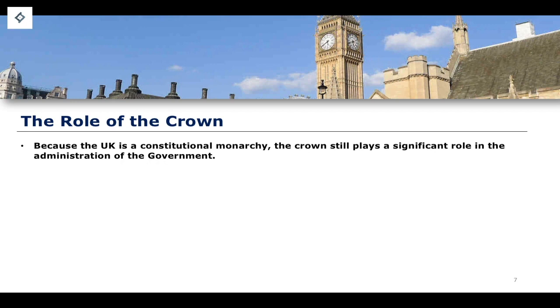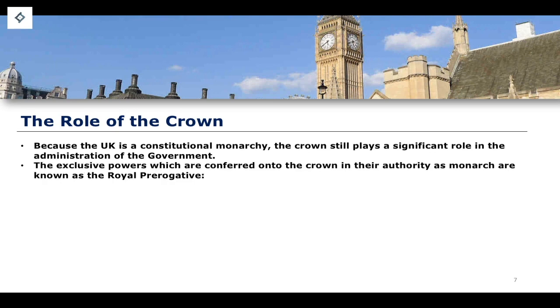And this is, of course, owing to the historical relationship that the monarch has had with Parliament, as well as the tumultuous years under the Stuart dynasty, the restoration of the monarchy, the limited restoration of the monarchy with the Glorious Revolution of 1688. But regardless of all of this, the Crown still plays a significant role in the administration of government. The exclusive powers which are conferred to the Crown in their authority as monarch are known as the royal prerogative. We're going to get to the royal prerogative in more detail when we examine the sources of the UK Constitution.